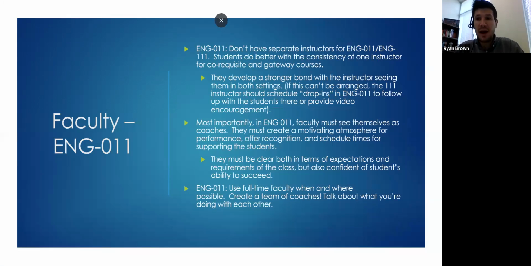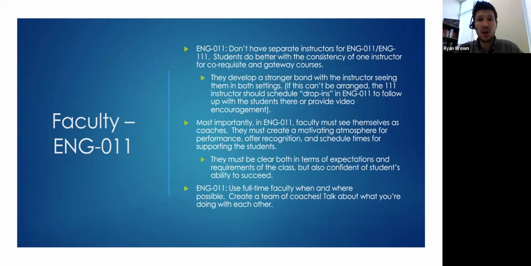Last but not least, faculty. I already mentioned this before, but I just wanted to reemphasize that the instructors for English 011 and English 111 are the same. This is important because it allows the students to form a stronger bond with their instructors. The more time they spend with them, the more comfortable they are, and the more likely they'll ask questions, maybe be willing to meet during student hours to talk about their essays or things that they're currently working on.